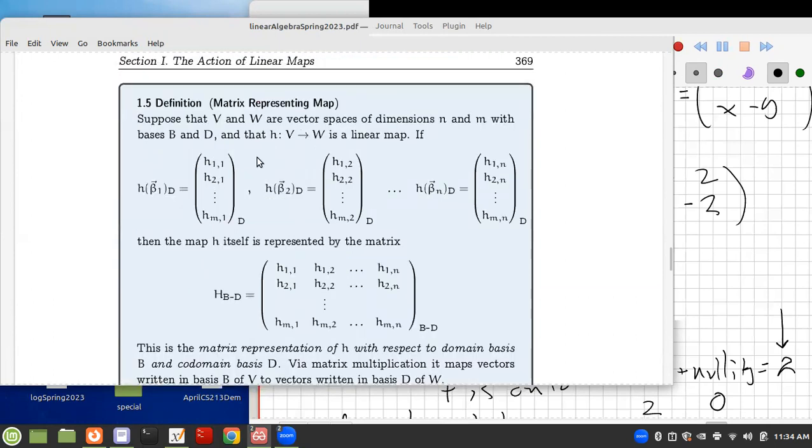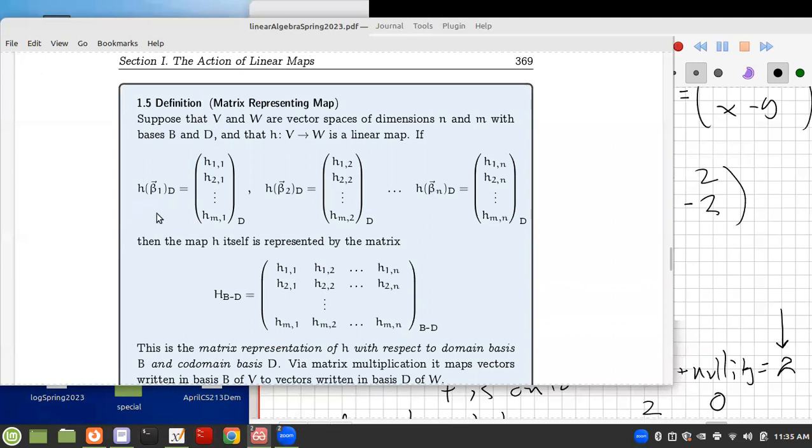So here's the general definition. Suppose that V and W are vector spaces of dimension n and m with bases B and D. So the basis of the domain V is B, and the basis of the codomain W is D, and you have a linear map H. Okay. So now you take the image under H of the n basis vectors beta in B, but then you have to take them in basis D.